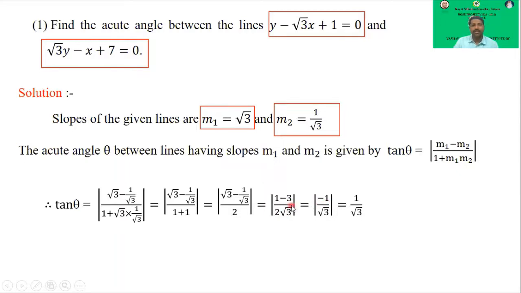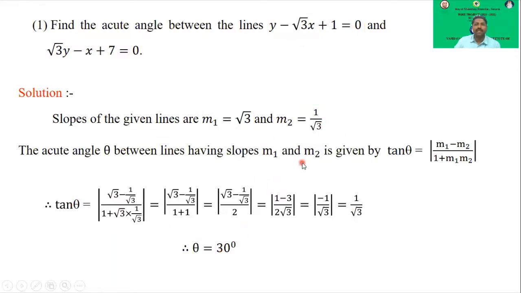So that is 2 upon root 3 divided by 2. So 2 gets cancelled, and we get 1 upon root 3. So for tan theta equal to 1 upon root 3, theta must be 30 degrees. So the acute angle between the lines is 30 degrees.